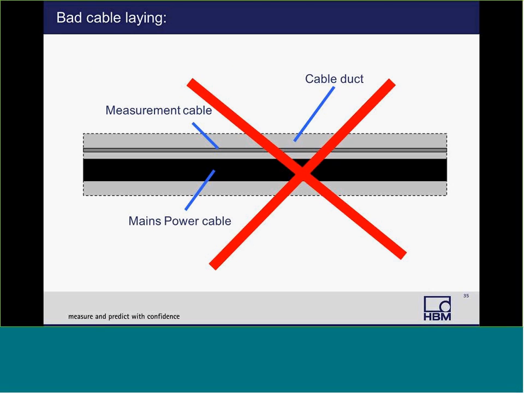An example of some poor cable laying. If you're in an industrial environment, you're going to have lots of mains power cables here. So the mains power cable and the measurement cable should never be laid in a common cable channel. It must be ensured that the measurement cable at no point is laid in parallel to the mains cable. You need to ensure clean separation, especially in control cabinets.